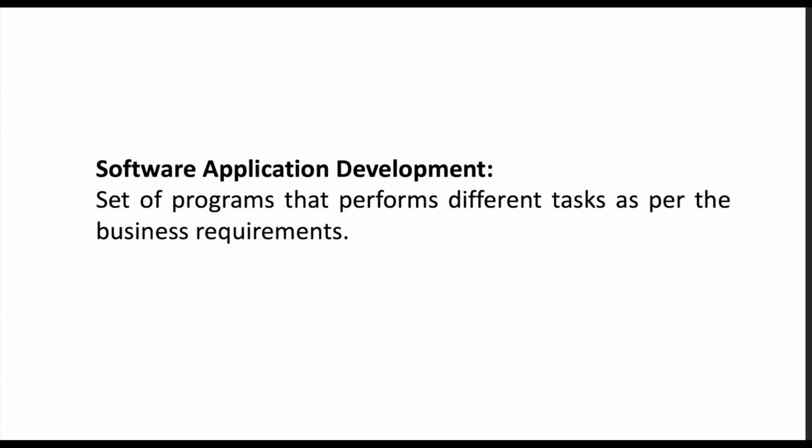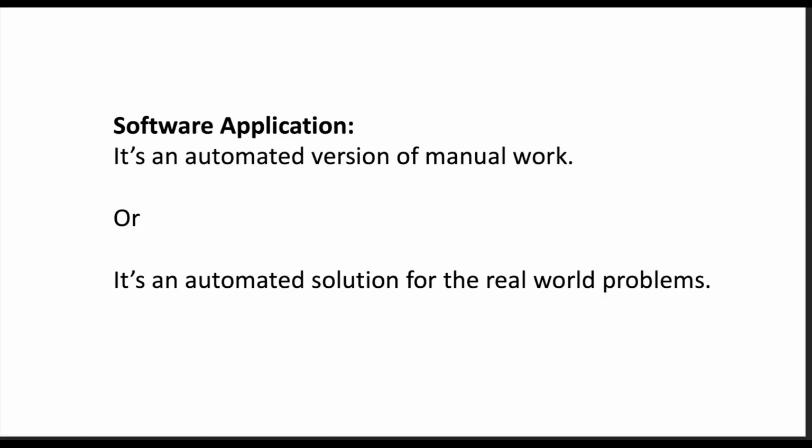In this discussion, we are going to talk about software application development. What does software application development mean? It is a set of programs that perform different tasks as per the business requirements. What does software application mean? It is an automated version of manual work, or an automated solution for real-world problems.